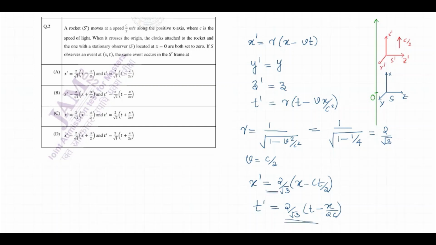This is the correct answer, and from the choices we can see that option A is the correct one. So this is a question from special theory of relativity, and if you know the Lorentz transformation equations, you can easily write the answer. Moving over to the next question, question number 3.